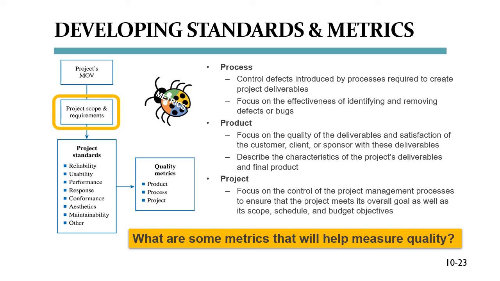These key indicators, along with the organizational standards, form the project standards for your product, as shown in this box. Each of these standards belongs to either product, process, or project, and is measured, as you can see on the right side here, by metrics. The process metrics focus on the effectiveness of identifying and removing defects or bugs, and the product metrics focus on the quality of the deliverables and satisfaction of the customer, client, or sponsor with these deliverables. The project metrics are a whole other animal, as we will see in a separate video.